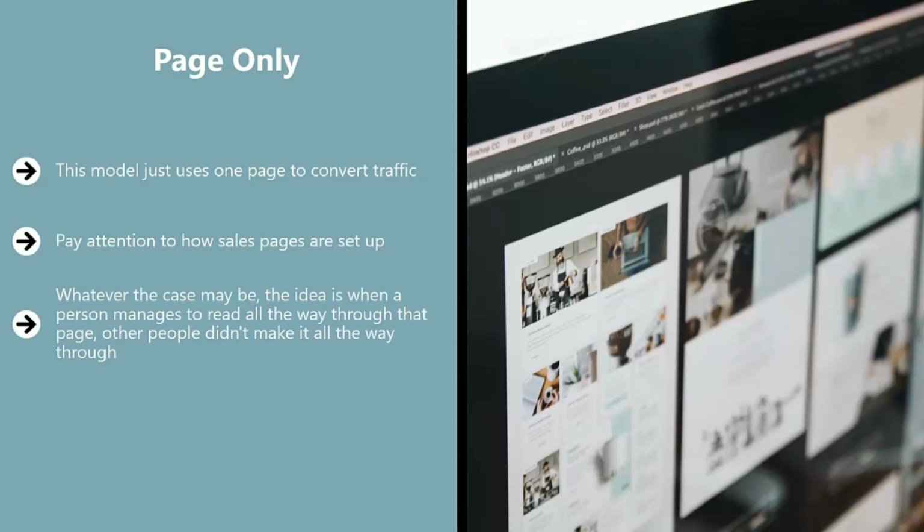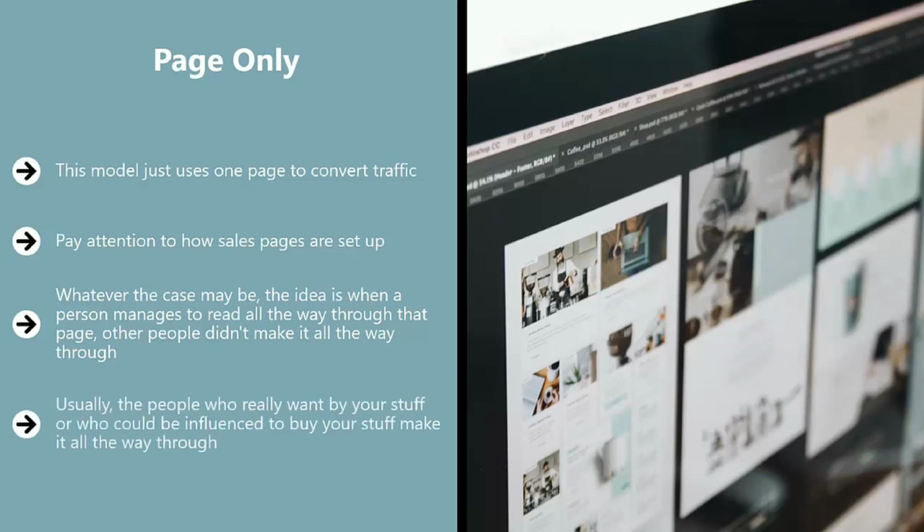Whatever the case may be, the idea is when a person manages to read all the way through that page, other people didn't make it all the way through. In other words, that page acted as a funnel. Basically, it filtered people who were not really all that serious. Usually, the people who really want to buy your stuff or who could be influenced to buy your stuff make it all the way through. That's how you should set up your conversion page.